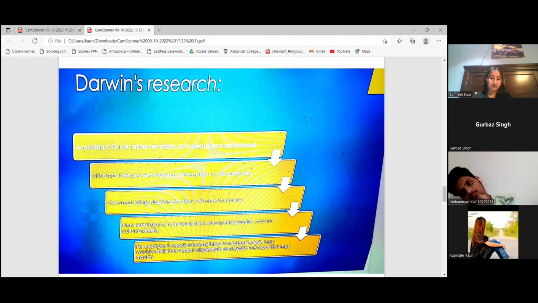According to Darwin, primary emotions conveyed by the face are universal. So what's the meaning of this? Darwin said that all the emotions that are conveyed by the face are the same all over the world. For instance, if a person lives in China or in India, they convey the same physical appearance or facial expressions. If a person is happy, they smile. All people, when they are happy, usually smile all over the world.